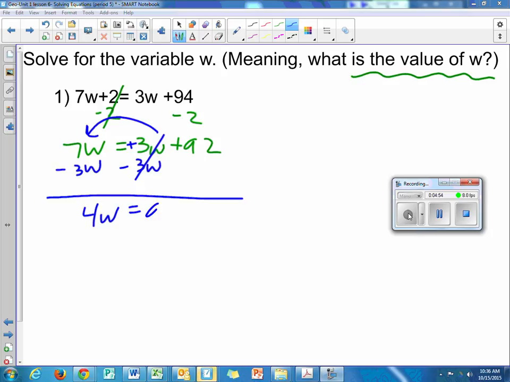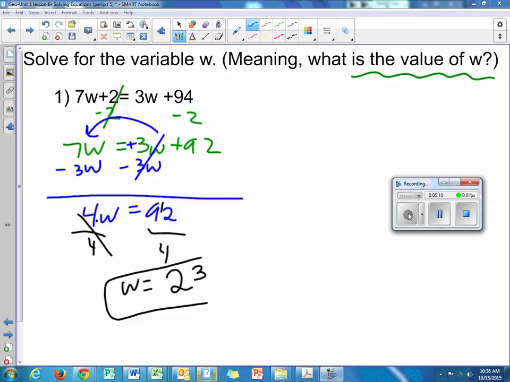4w equals 92. So I discussed over and over again that right now they're multiplying. The inverse of multiplying is divide. So here you divide 4 from both sides. Divide by 4 here. So now we get w equals 23. 4 goes into 9 2 times, remainder of 1 right there, and 4 goes into 12 3 times. So this is your final answer, and this is what I'm looking for.